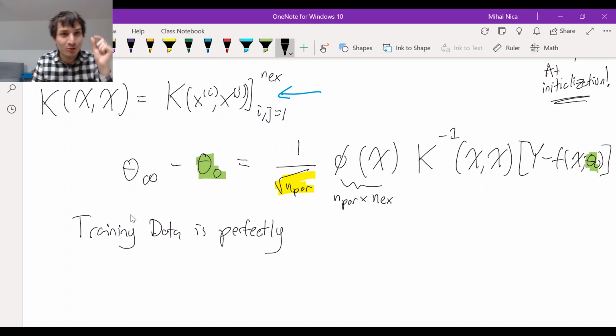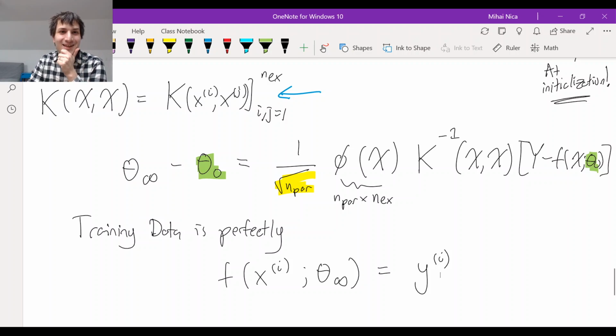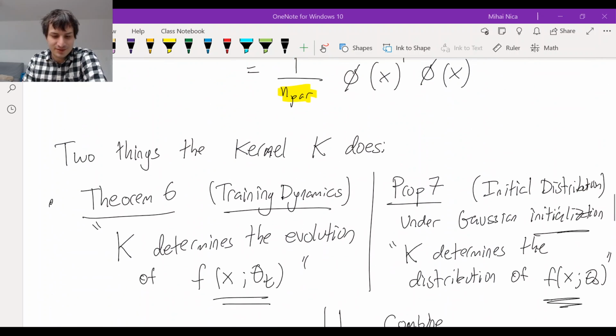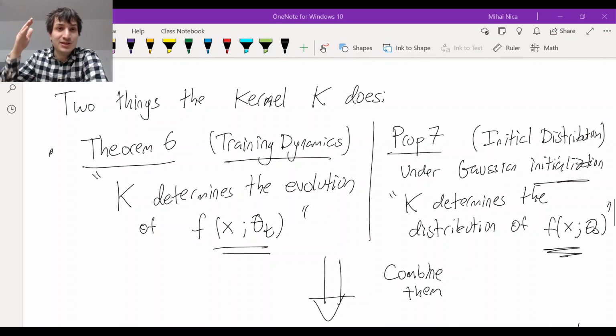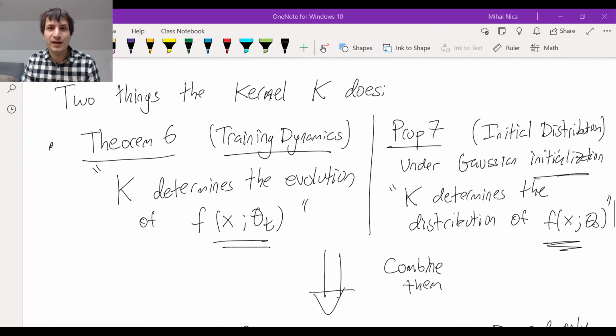So the weights only move by a tiny bit, and nevertheless the training data is perfectly fit. So at time infinity, you'll perfectly train the training examples. Okay, so that was what we were calling theorem 6, the training dynamics, which says that if you know k, you can use k to figure out the evolution of f over time. So you can figure out f infinity, how it evolves from its initial value.